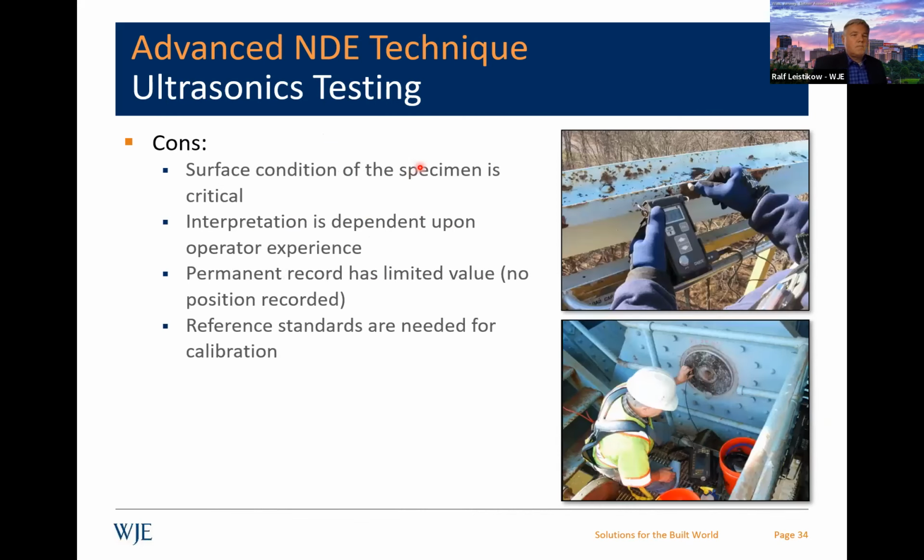Now, one of the potential cons or problems with it is that surfaces matter. If you don't have a good surface to work off of, you're going to get incorrect data. They're pretty sensitive to that. If you have a corroded surface, you may not be able to transfer the signal, and you may get erroneous readings. And there's pretty significant interpretation required with this type of equipment. It's not a novice kind of thing where you can just pick it up and use it.